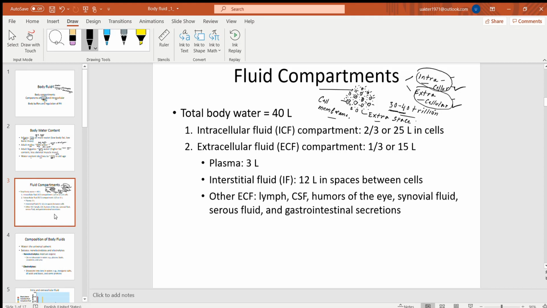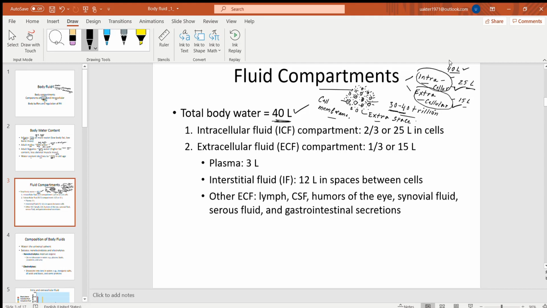The total volume of water or body fluid in an adult person is 40 liters. This is the total volume. Now, 2/3 of this total volume, that means 25 liters, is intercellular, and 1/3, that means 15 liters, is extracellular fluid. So in the extracellular spaces you have a total of 15 liters, and inside the cells you have 25 liters of fluid or water.